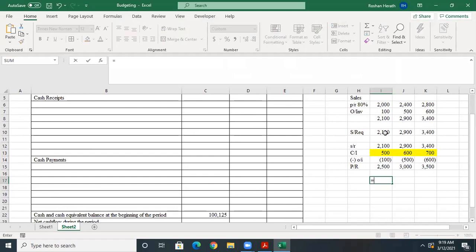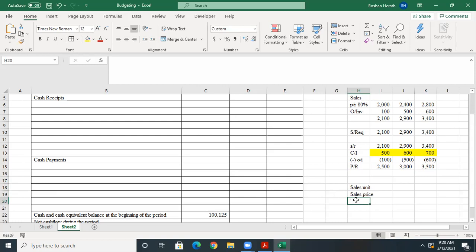So here you have 2100 units. So the minimum sales revenue, let's take. So you have the sales units. Now you just have to figure that out. Sales units. And if you know the sales price, now we can work out the sales revenue. Sales revenue. So sales units 2100, 2900 and 3400.